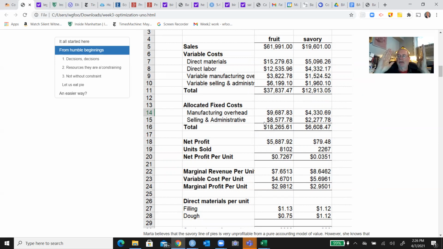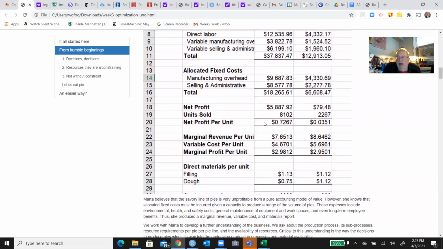So we're going to go to the marginal revenue per unit. Variable cost per unit will be our cost. We have a marginal profit per unit. And look at all the variable costs: direct materials, direct labor, variable manufacturing, variable selling administration. So we've already pulled out the things that matter to making another fruit pie or making another savory pie and the trade-off among them, okay? And then there's filling and dough also here.